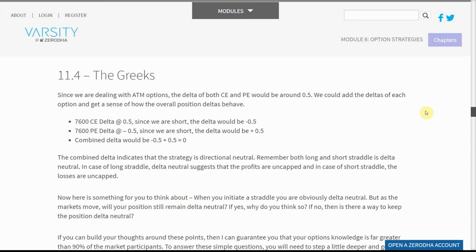Remember, both long and short straddle are delta neutral. In case of long straddle, delta neutral suggests that the profits are uncapped, and in case of short straddle, the losses are uncapped. Now here is something for you to think about. When you initiate a straddle, you are obviously delta neutral. But as the markets move, will your position still remain delta neutral? If yes, why do you think so? If no, then is there a way to keep the position delta neutral?